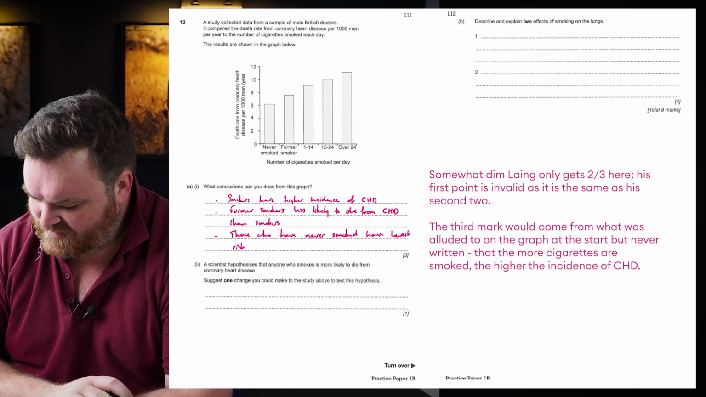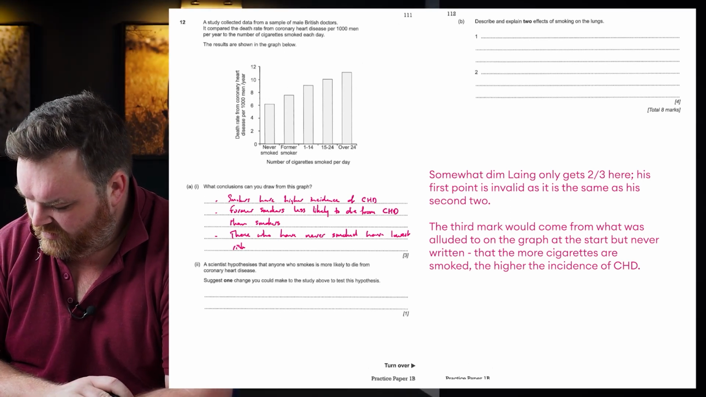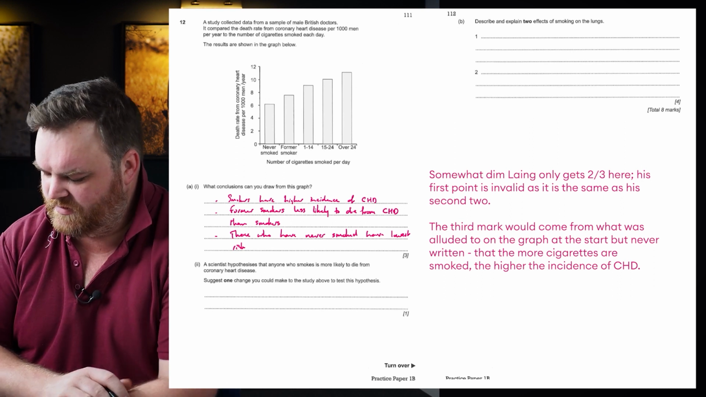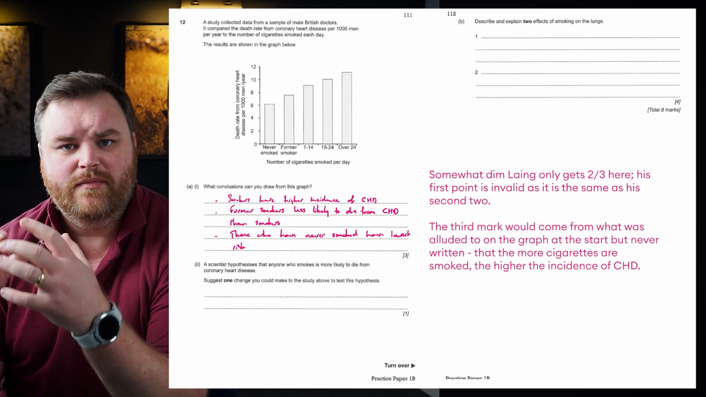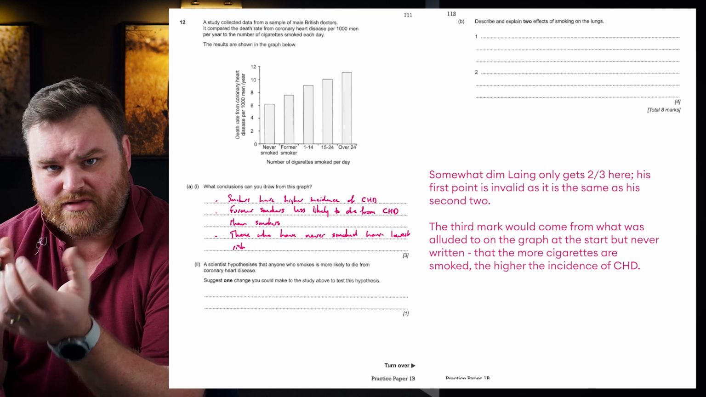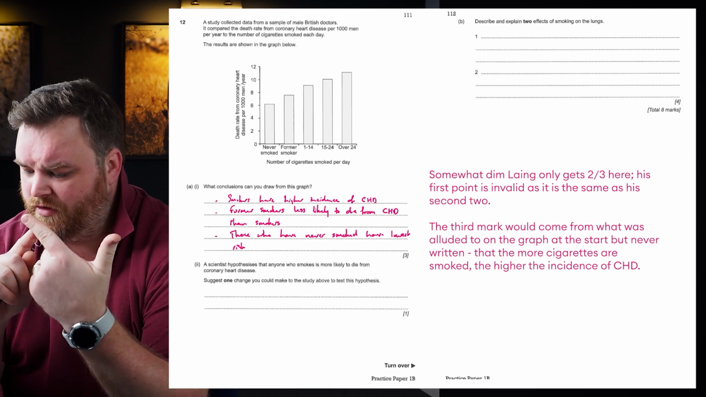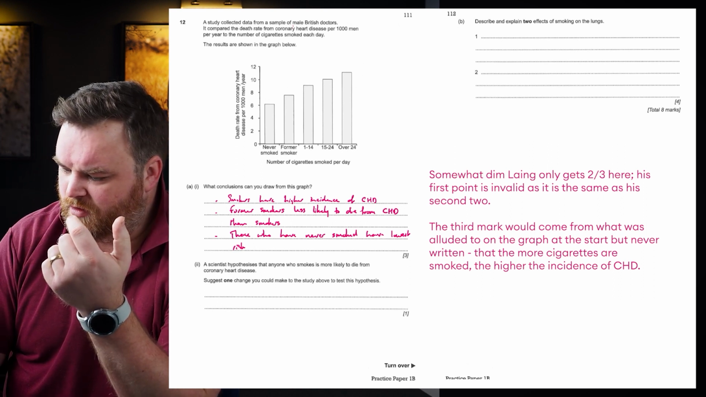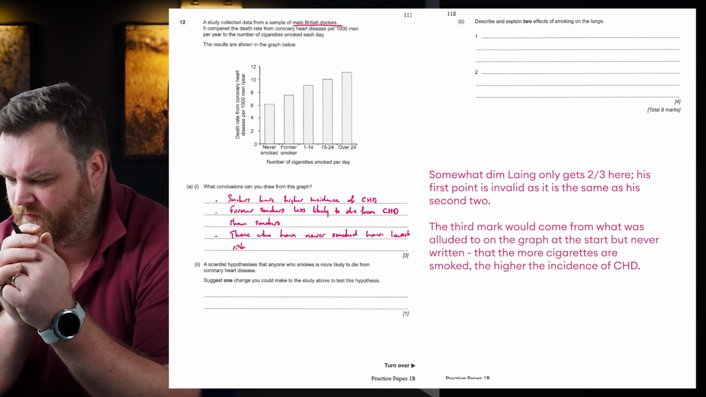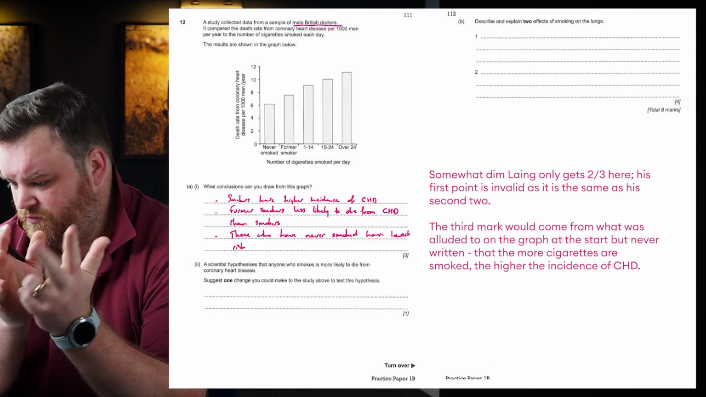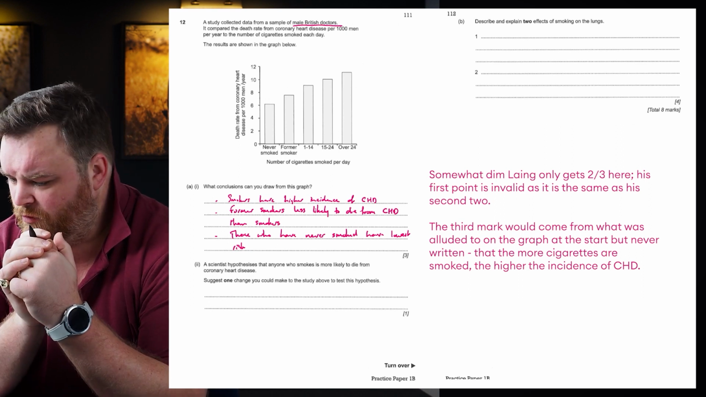Okay, scientists hypothesize anyone who smokes is more likely to die from coronary heart disease. Just one change you can make to the study to test the hypothesis. Okay, so the limitation of this study was 2 major limitations. One that it's only on men and one that it's on doctors, all right? So male British doctors.